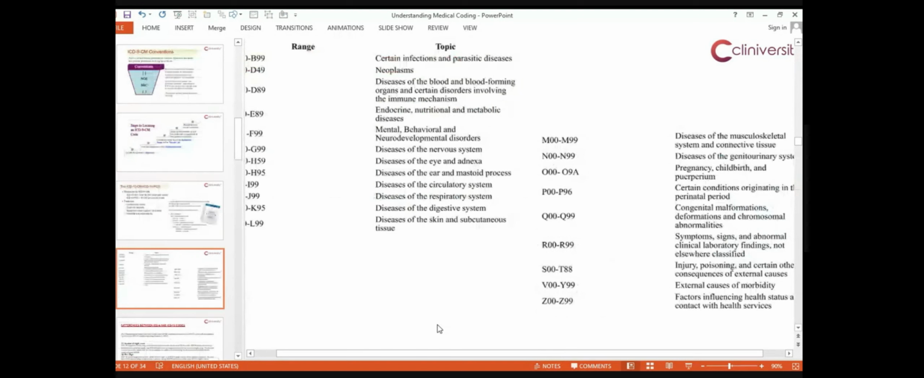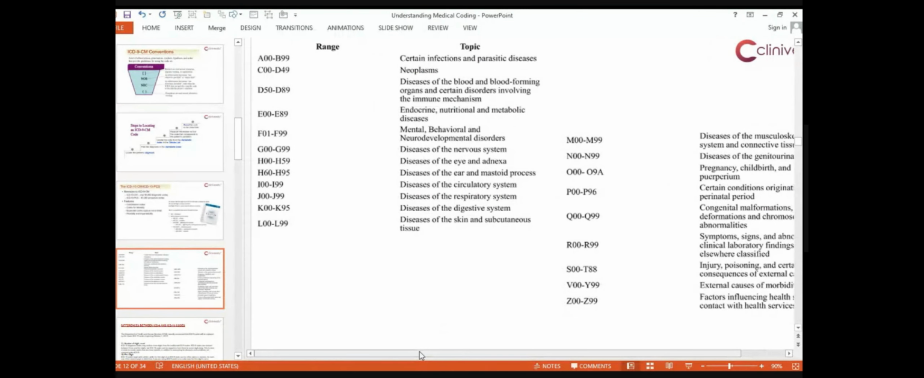Now, this chart is indicating certain medical codes as per the diseases related to different organ systems, like A00 to B99. It's a range, in between which multiple codes would be there. This range is related to certain infections and parasitic diseases. So guys, try to understand here.